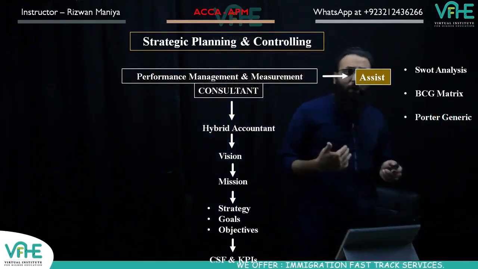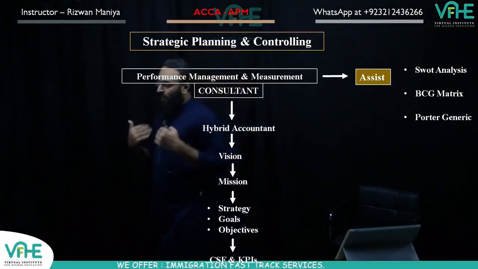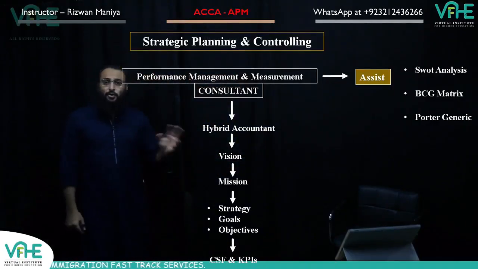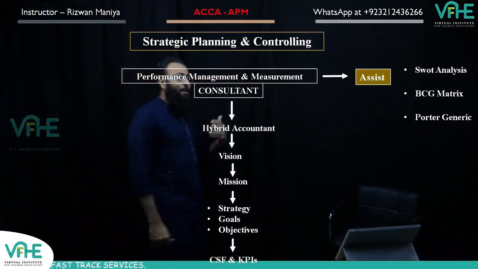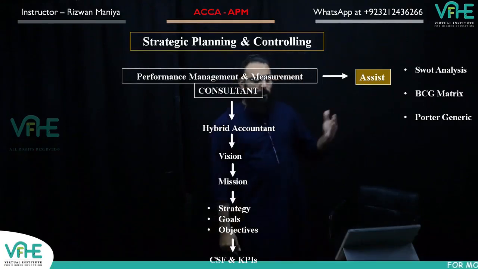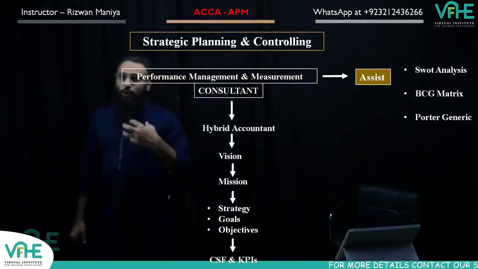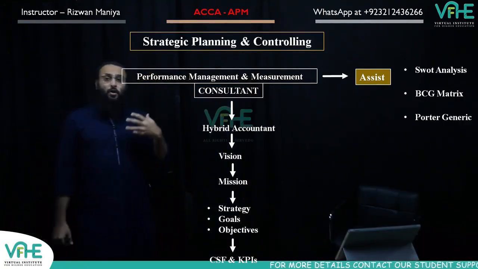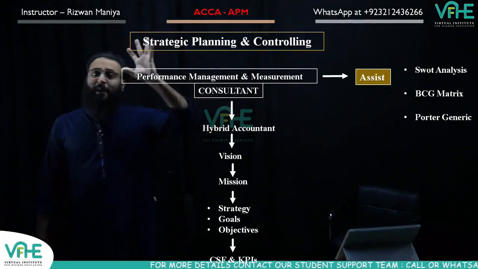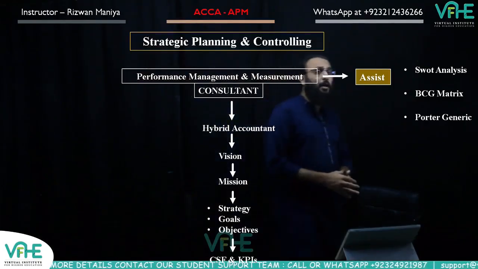Similarly, the third area is Porter's generic strategies. Now, first of all, what is Porter's generic strategy? There are 2. One is cost leadership. Number two is differentiation. You want to be a cost leader or you want to be a differentiator. So now if you want to be a cost leader, definitely the impact will be on performance management and measurement differently compared to if you want to be a differentiator.